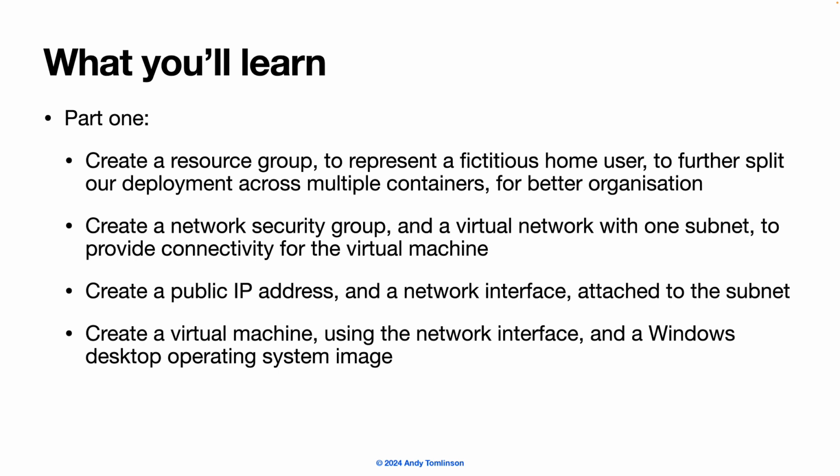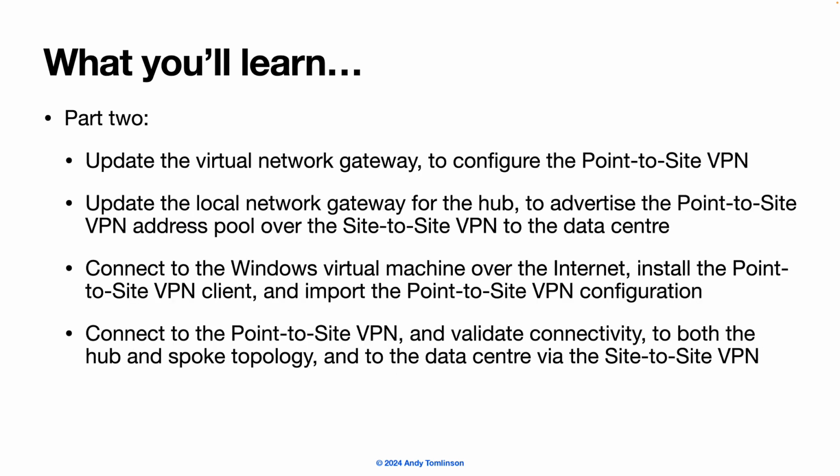In Part 2, you'll learn how to update the virtual network gateway to configure the point-to-site VPN, how to update the local network gateway for the hub to advertise the point-to-site VPN address pool over the site-to-site VPN to the data center, how to connect to the Windows virtual machine over the internet, install the point-to-site VPN client and import the point-to-site VPN configuration, and how to connect to the point-to-site VPN and validate connectivity to both the hub and spoke topology and to the data center via the site-to-site VPN.